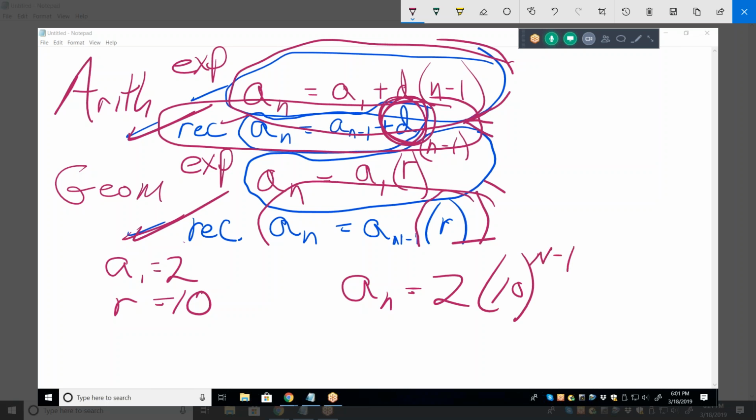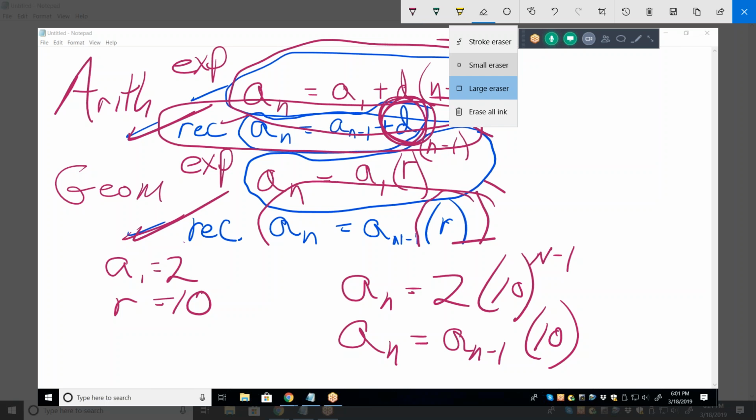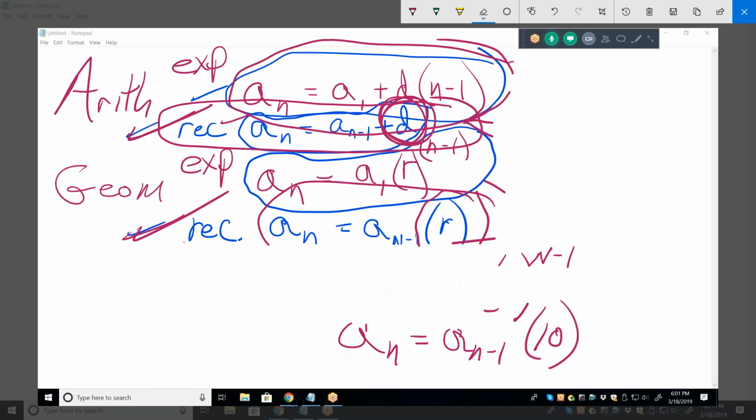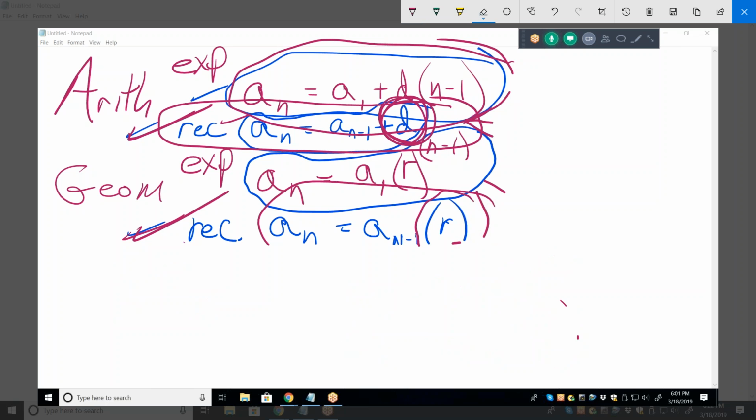What's the recursive? That's a sub n equals a sub n minus 1 times 10. It's fine to write it like that. You won't lose any points by putting the 10 afterward. You can see these are pretty easy, really. As long as you know those 4 formulas, you just plug in. So far, every single problem we've had, that's what we've had to do. What else?